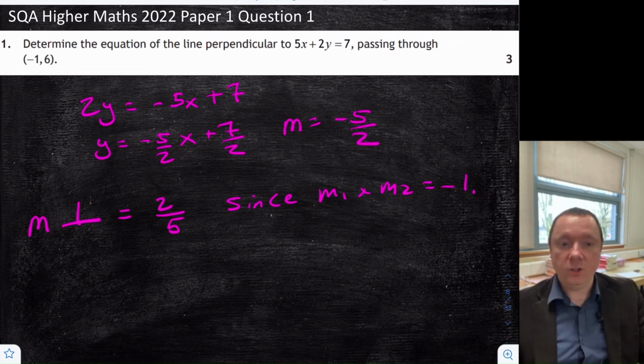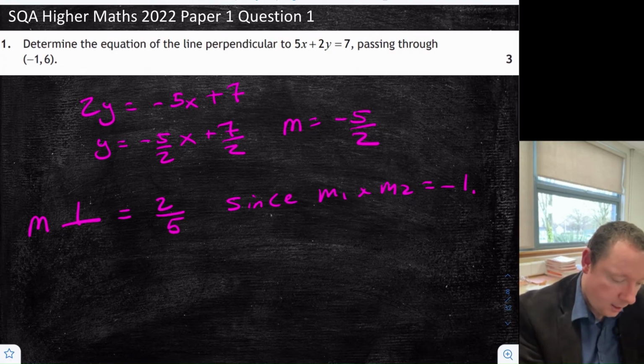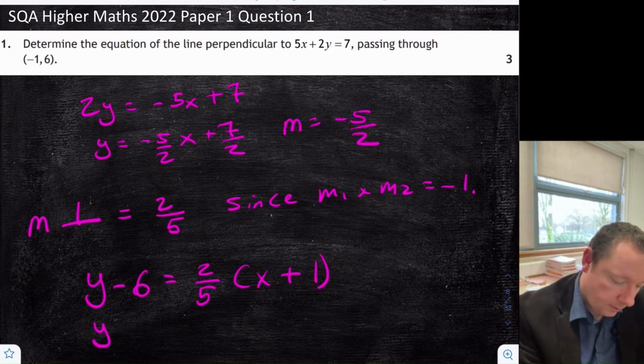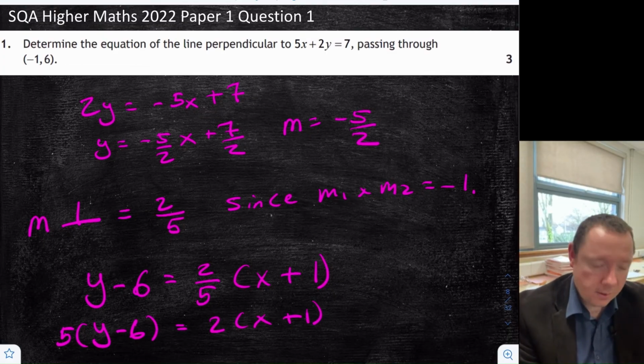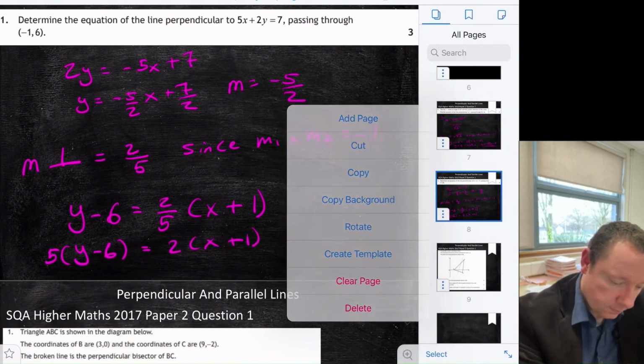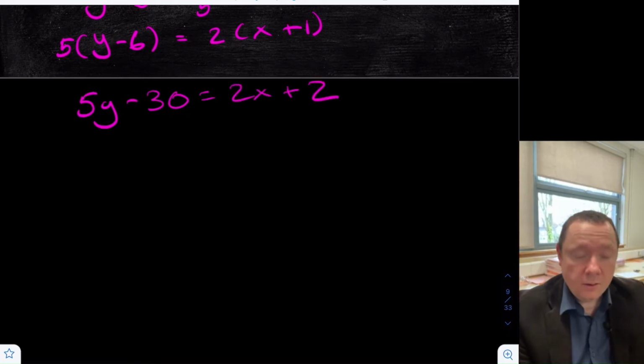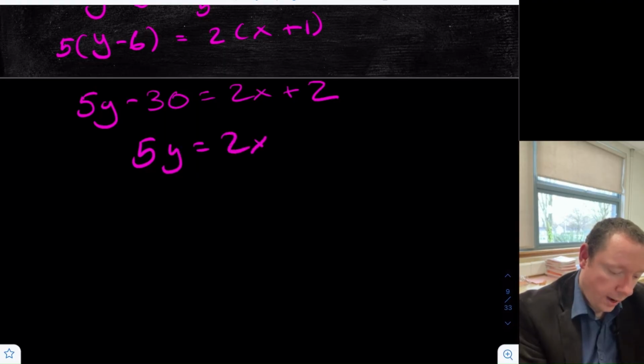2/5 of minus 5 over 2 gives us 2 marks already. Then we can just do the equation of a straight line. y minus b equals m(x minus a). Minus 1 is plus 1. So 5y minus 6, you might do, is 2x plus 1. Expanding our brackets, we get 5y minus 30 is 2x plus 2. So I'll leave it with 5y is equal to 2x plus 30, which is 32.